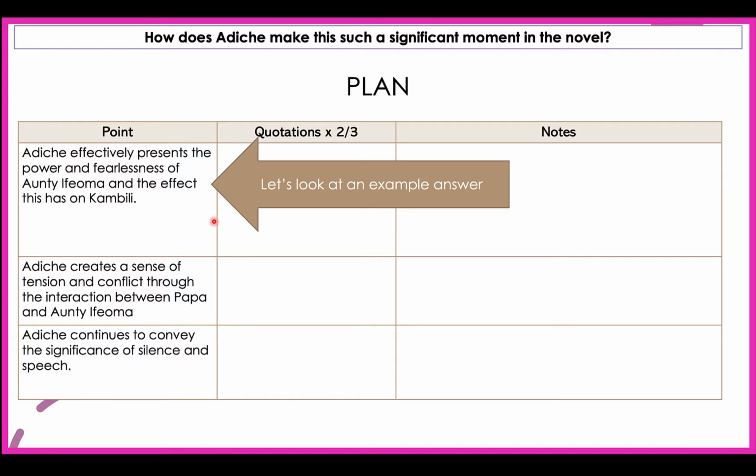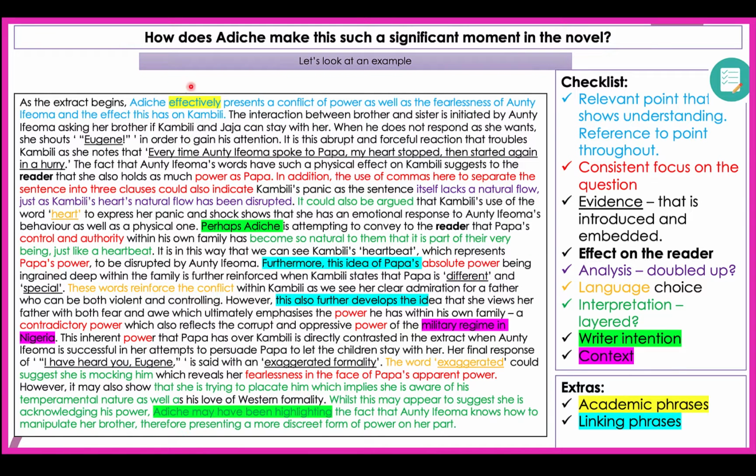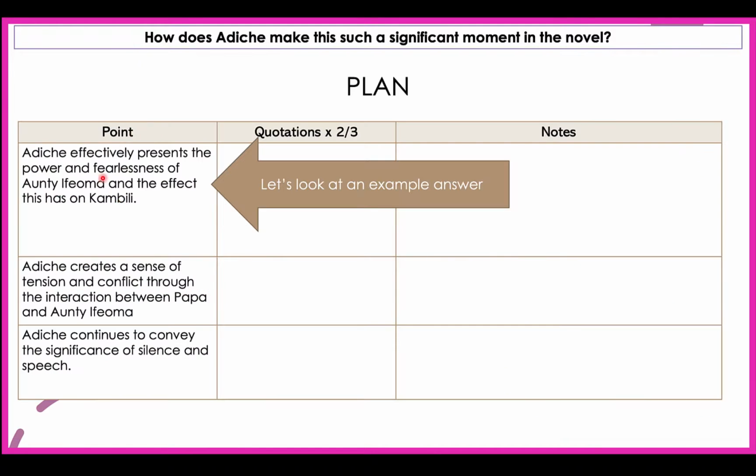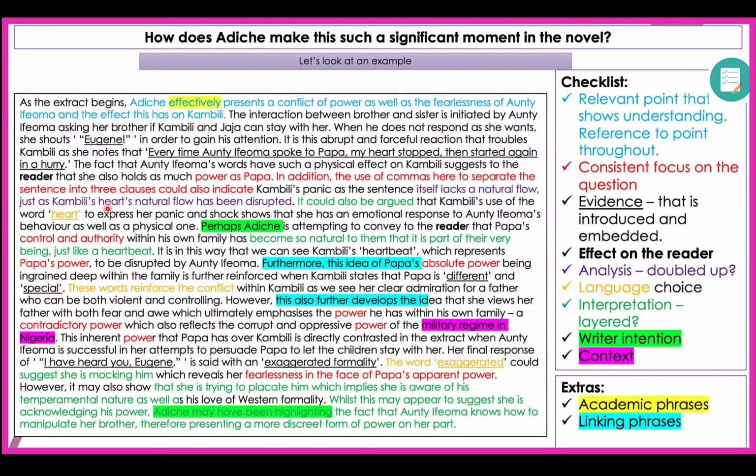So we're going to look at part of a model answer, and it's just going to be focused on point 1. So you can see how I've gone through the entire process of making notes, identifying the quotations that I want to use, annotating those quotations, and then putting it into my essay. So I'm not going to go through the full essay here, it would take far too long, but I am just going to go through the first section. So this is my section 1, and just to remind you, my point here is Adichie effectively presents the power and fearlessness of Auntie Ifeoma and the effect this has on Kambili.